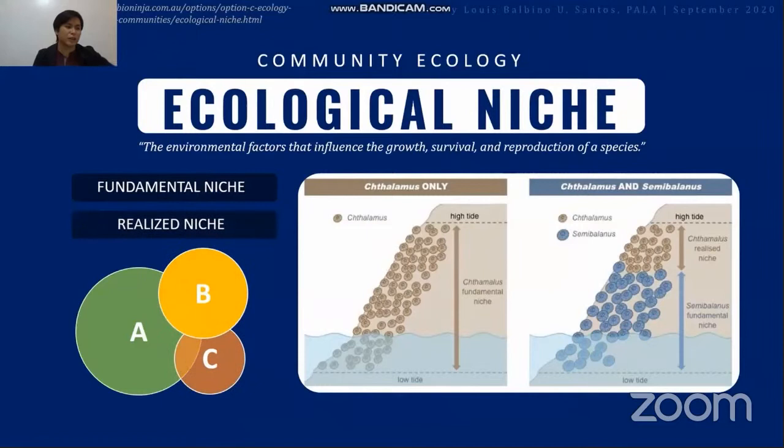So ecological niche is those factors that influence growth, survival, and how they reproduce. If you can see here, this brown barnacle can survive in the entire intertidal zone. But when a more specialist barnacle comes in, which is better at gathering resources and better at surviving at this lower part, then this first species, Balanus, has to give way. And so its fundamental niche here at the left is the entire intertidal zone, but its realized niche is this small area in the upper part of the zone.